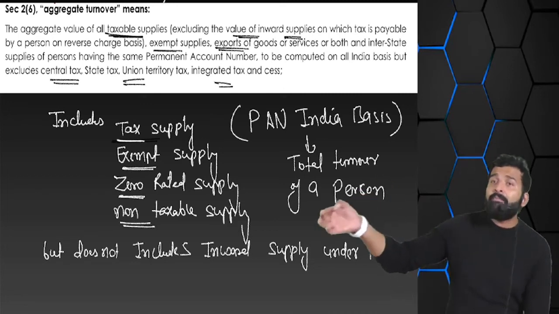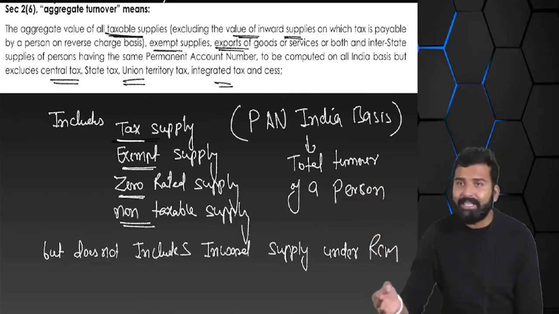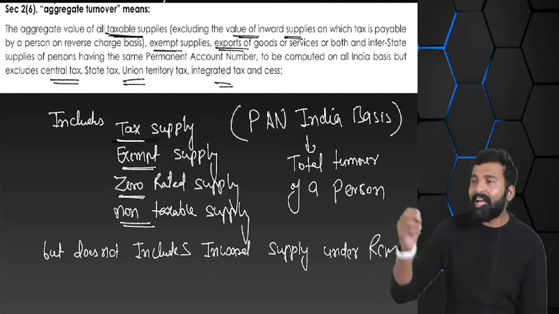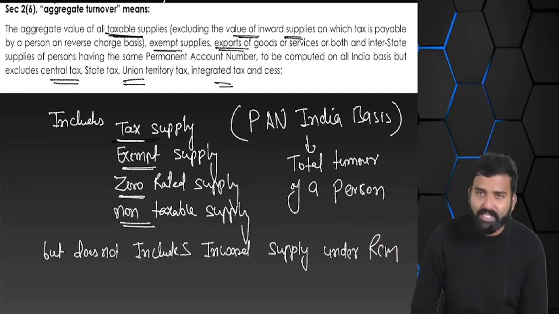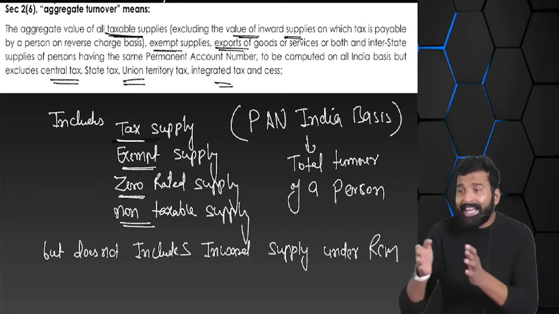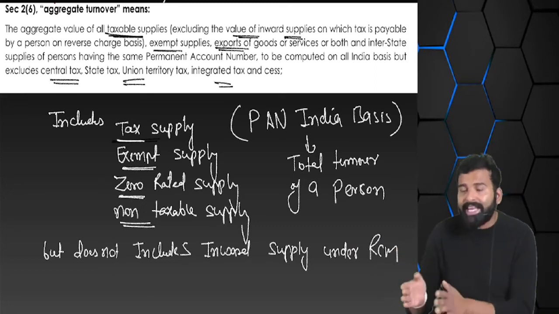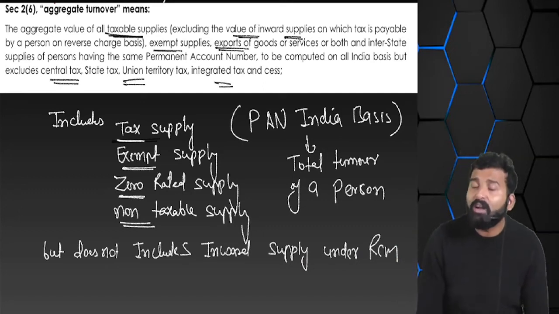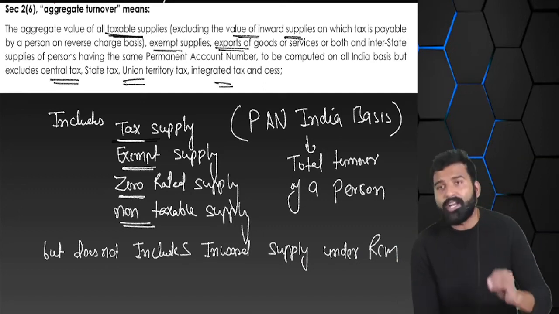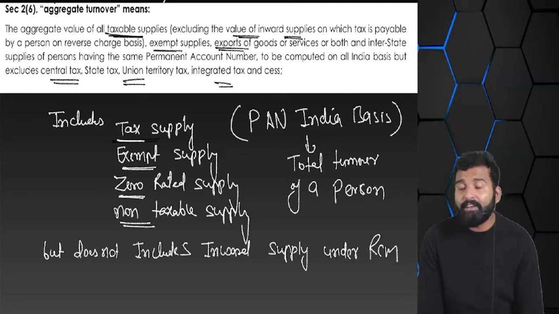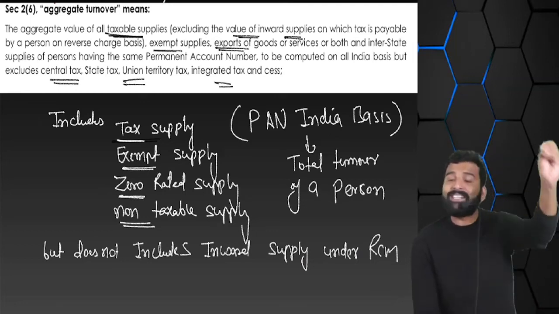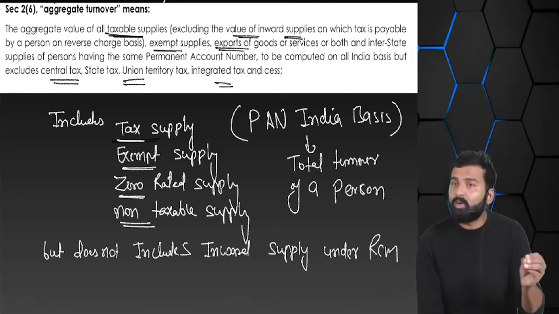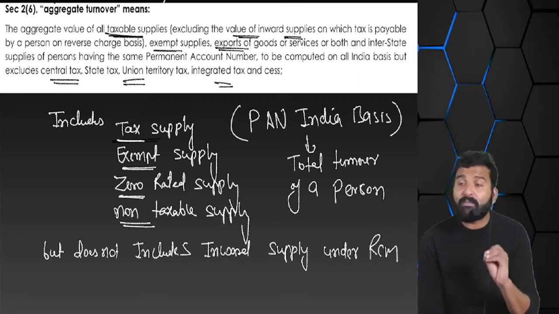If I am paying tax on my purchases under RCM, it should not be included in my turnover. Like I am availing legal services from a lawyer. Is that part of my turnover? Of course not. If something is included, then we have to exclude it. If we are paying tax under RCM, the supply should be excluded because it is not my sale.